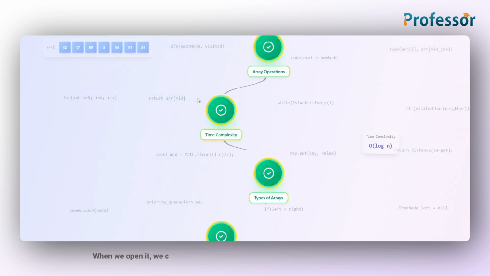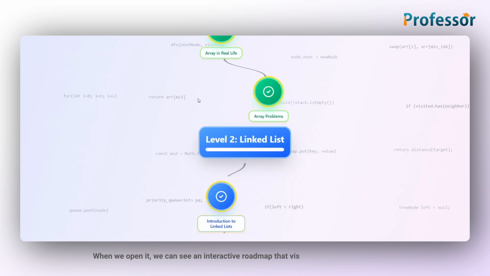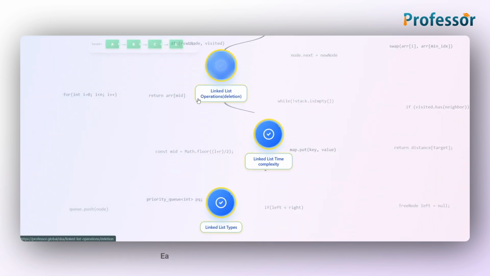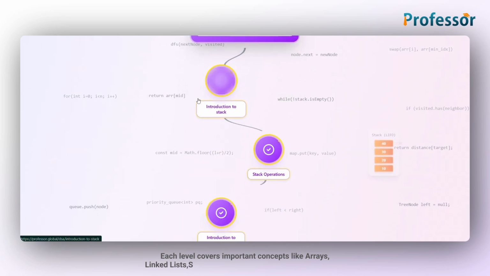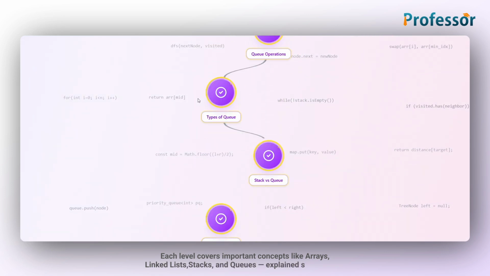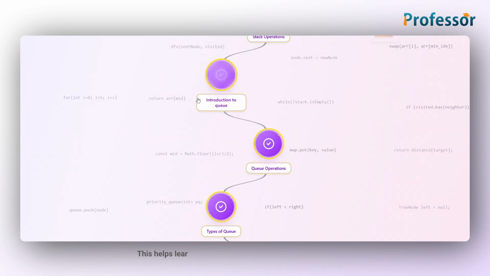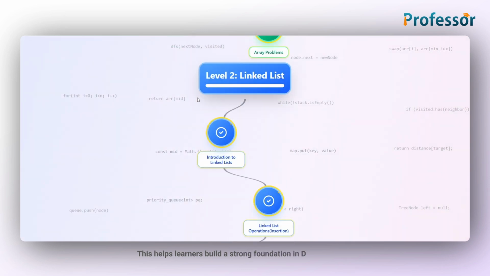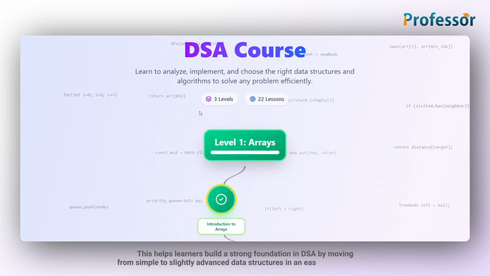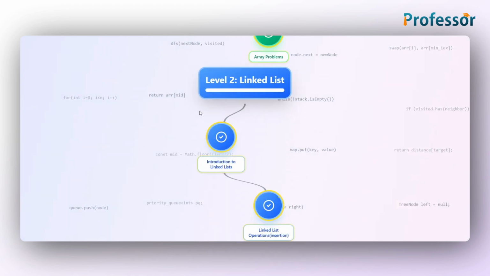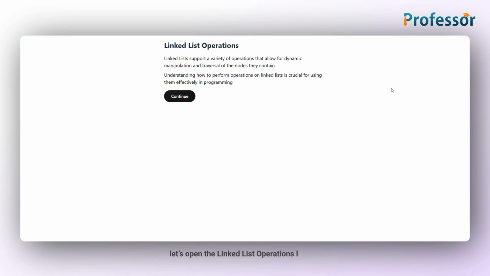When we open it, we can see an interactive roadmap that visually connects all the topics. Each level covers important concepts like arrays, linked lists, stacks, and queues, explained step by step. This helps learners build a strong foundation in DSA by moving from simple to slightly advanced data structures in an easy, visual manner. Next, let's open the linked list operations lesson.